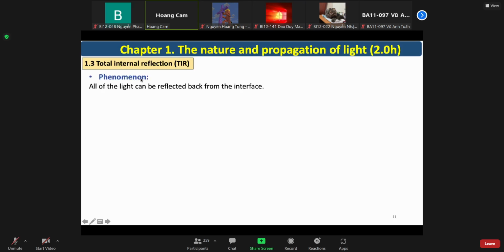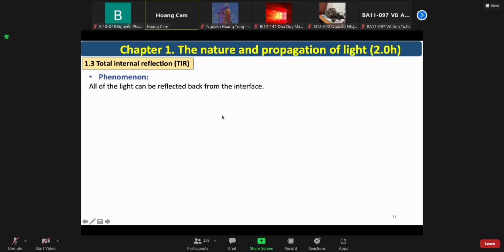It is a phenomenon in which all of the light is reflected back from the interface. So when the light meets the interface, there are 2 ways to go, right? The first way is to reflect back. The second way is to transmit into the other material by refraction.